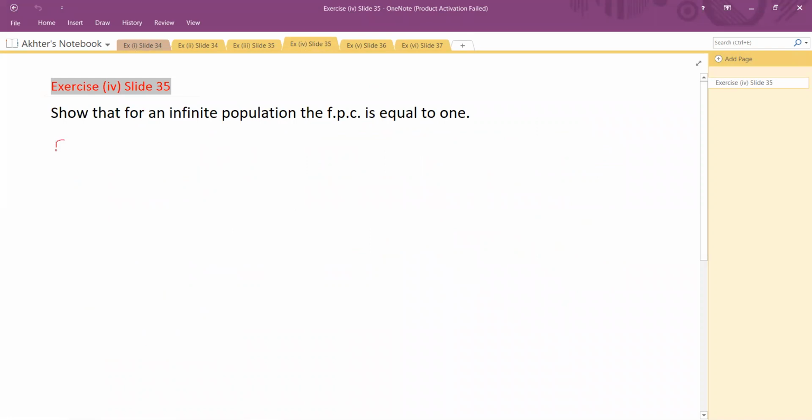FPC is what? FPC is the finite population correction factor. It is equal to N minus n divided by N minus 1.